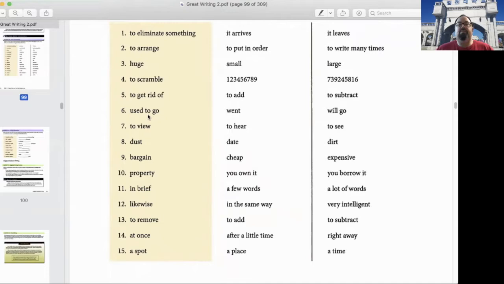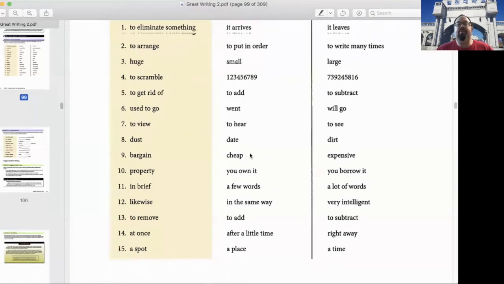Used to go, that is a past tense. I used to do that. I don't do it anymore. For example, I used to study Korean every day. I do not anymore. So that is similar to went, past tense. It's not future. Number 7, to view is to look or see something, look at or see something.